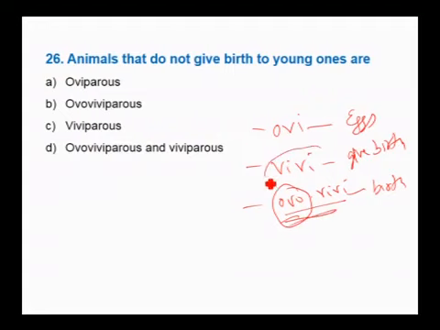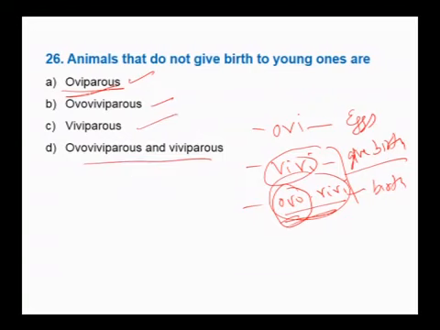So, both viviparous and ovoviviparous animals give birth to young ones. See, both B and C give birth to young ones. Therefore, those which do not give birth to young ones are oviparous animals. Therefore, the answer is oviparous.